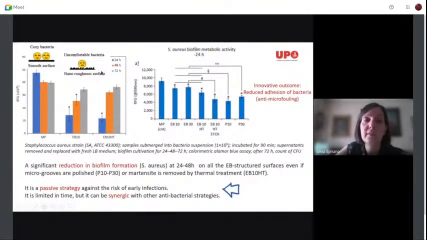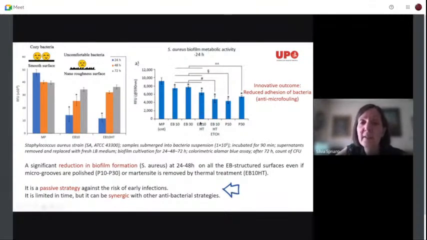If you look at the formation of biofilm by Staphylococcus aureus on this surface, you can see that at 1 day and 2 days, you have a lower adhesion and development of biofilm on the surface. It is very interesting to look at this graph on the right, because you can see that you have this effect on the 10 micron wide microgrooves and on the 30 microns wide microgrooves. And also when you very smoothly polish the surface, so you remove the microgrooves, that is the P10 and the P30 surfaces, in any case you have the antibacterial effect. So it is not strictly related to the microgrooves.